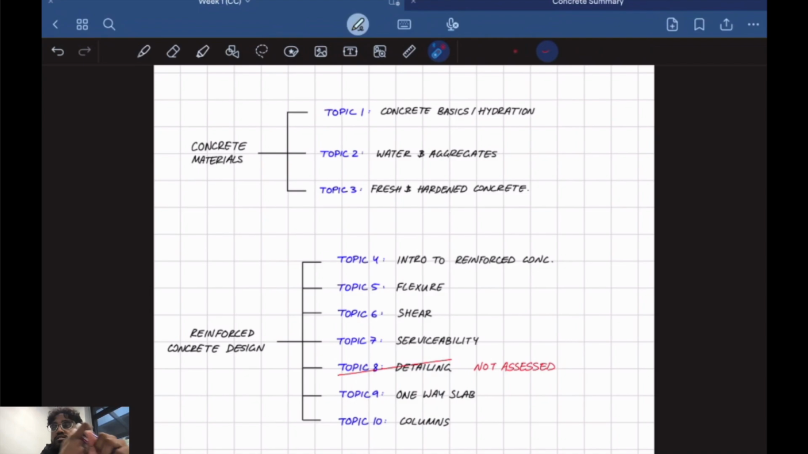If you watched the concrete lecture this week, you would have gone over the kilns. Well, I actually don't know myself, I'll be honest. But there's also the water and aggregate stuff, right? That's the one thing I know. So topics 1 and 2 you should have covered already. And then topic 3 is fresh and hardened concrete.